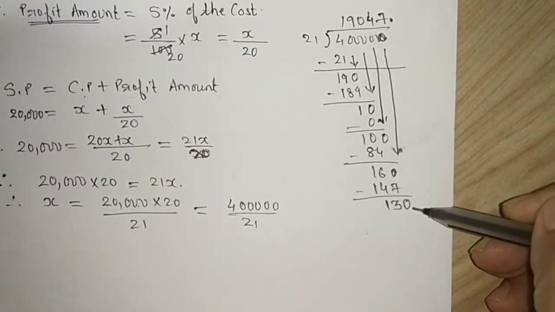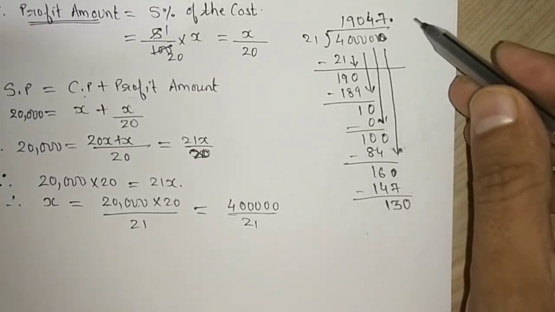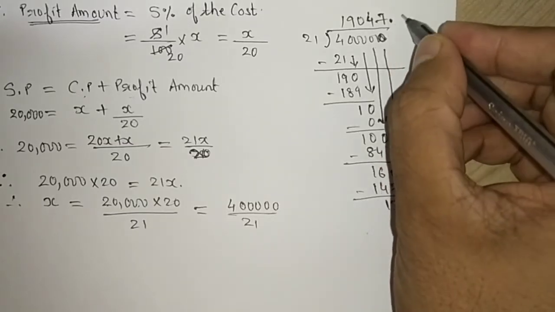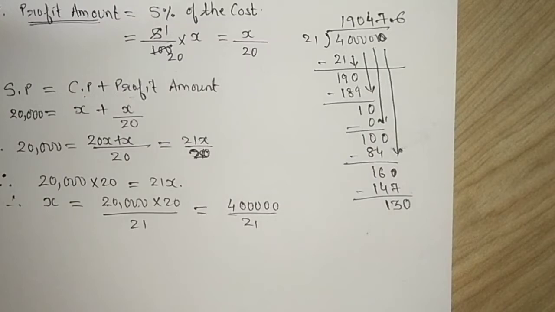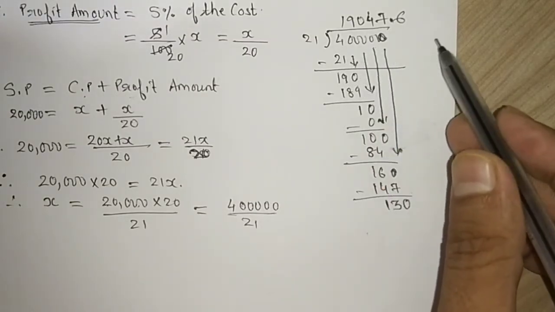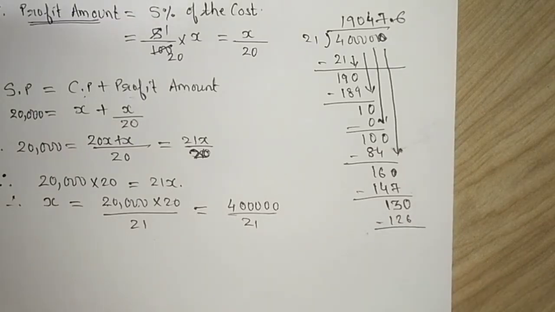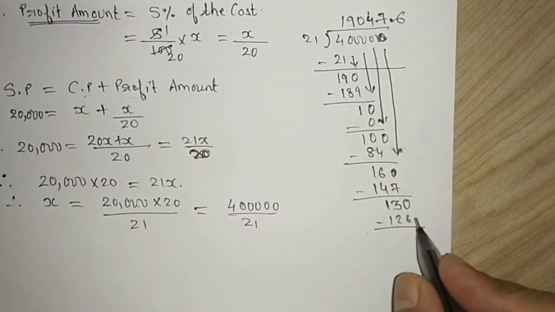Let me calculate. 189 7 6. 21 6 will give me 120 plus 6, 126. Let me guess. 21 6 is 126, 120 and 6, yes, 126.